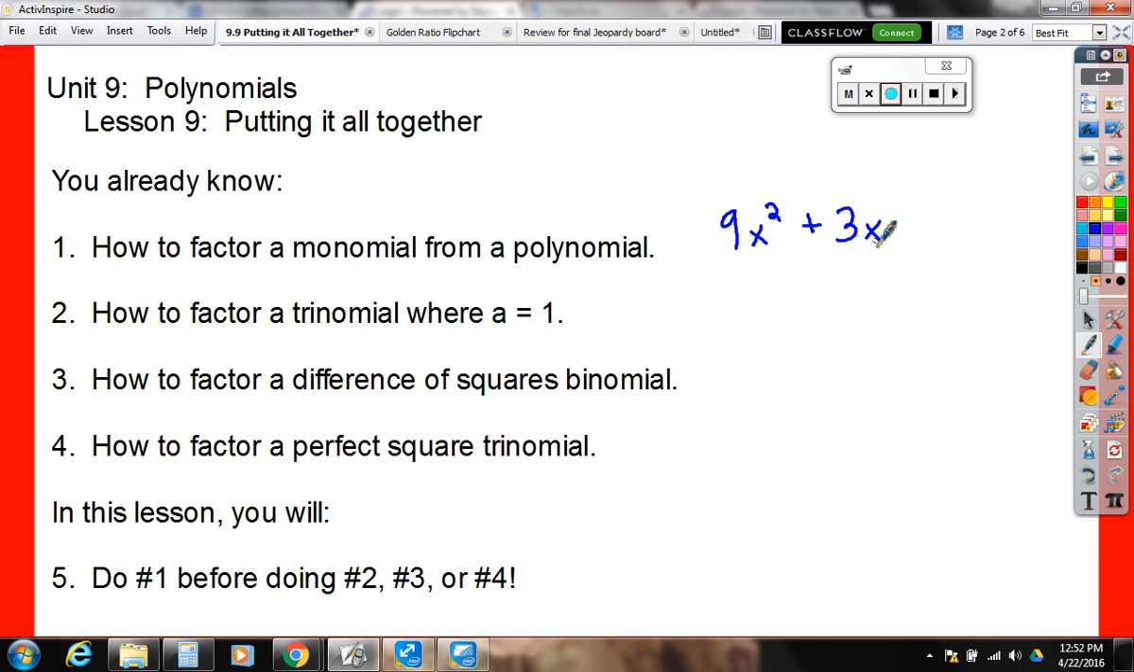Remember doing this? Nope. Negative. Carly, what would a greatest common factor be of these two terms?